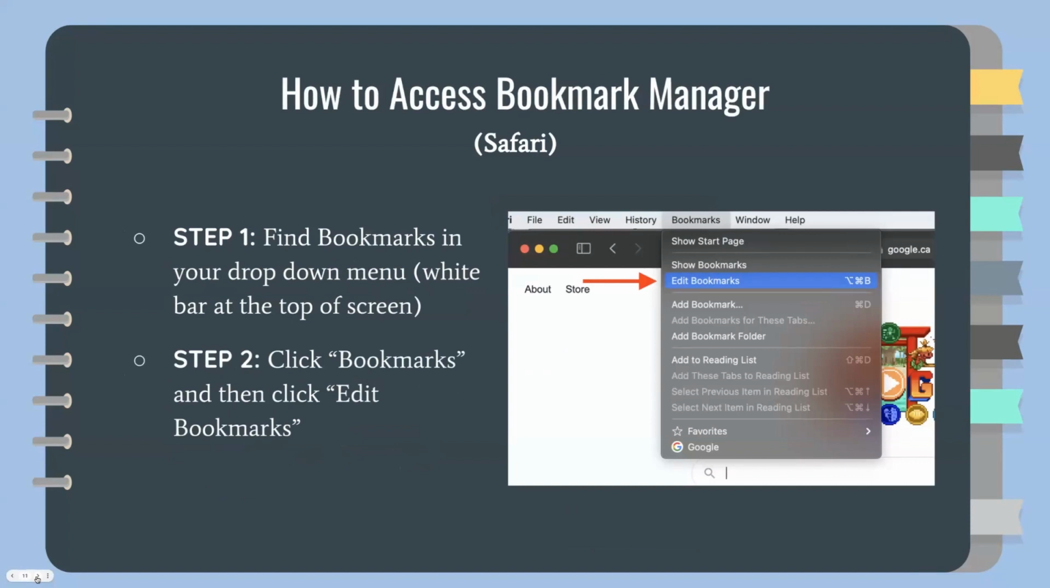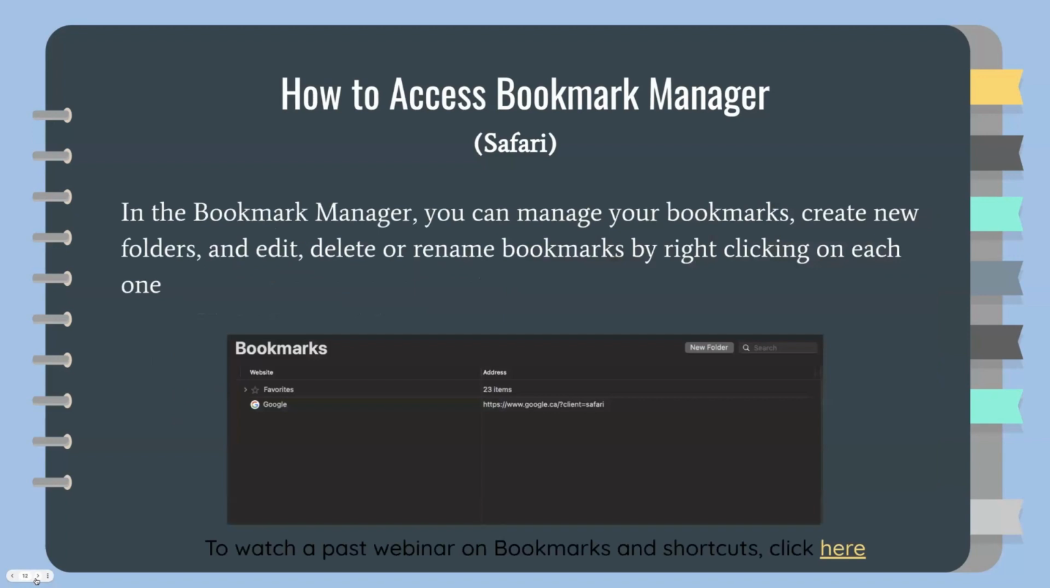How to access the Bookmark Manager using Safari? Well, first, find bookmarks in your drop-down menu, the top bar at the top of the screen. And then click Bookmarks and then click Edit Bookmarks. In the Bookmark Manager, you can manage your bookmarks, create new folders, and edit, delete, or rename bookmarks by clicking on each one.